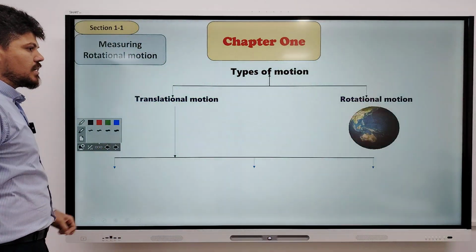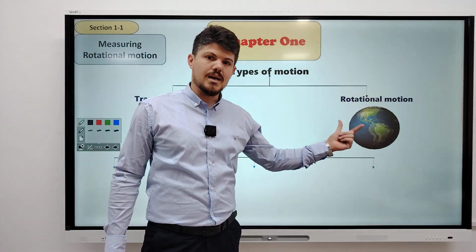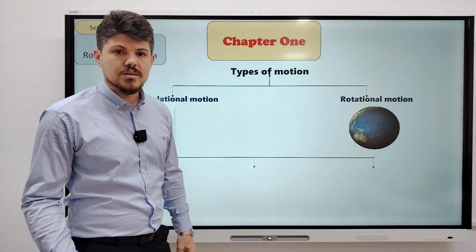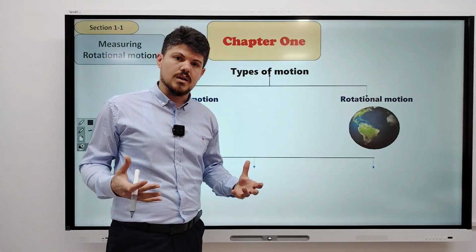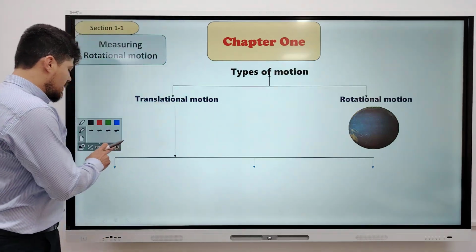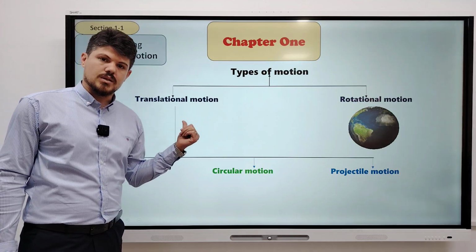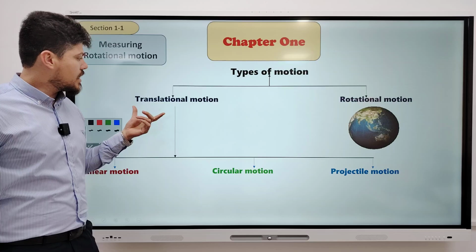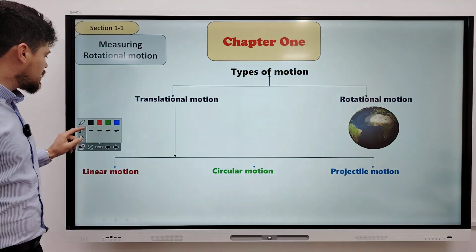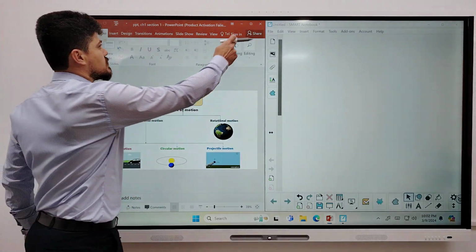The rotational motion is a motion of an object about its axis, like the Earth rotating around itself, and like the Ferris wheel rotating about a fixed axis. Another type of motion is translational motion. The second type of motion is what? Translational motion. And the translational motion can be classified into three types.